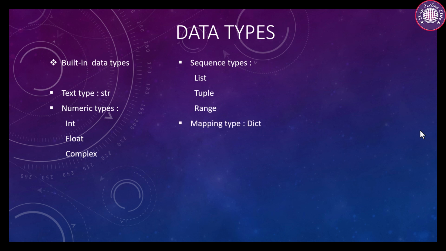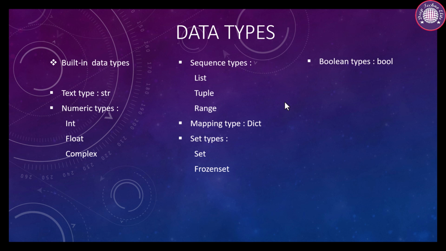Next data type is mapping type, that is dictionary, which is an unordered collection of key value pairs. Next one is set types. Set is an unordered collection of unique items, and frozen set, which is an immutable set. Next data type is Boolean type. Bool represents truth value, true or false.